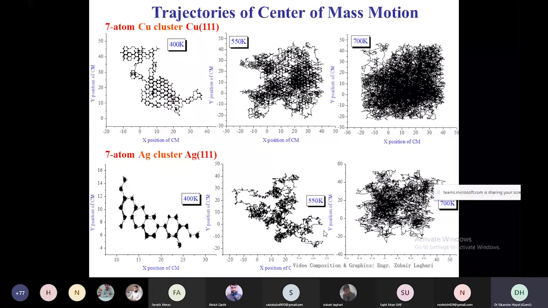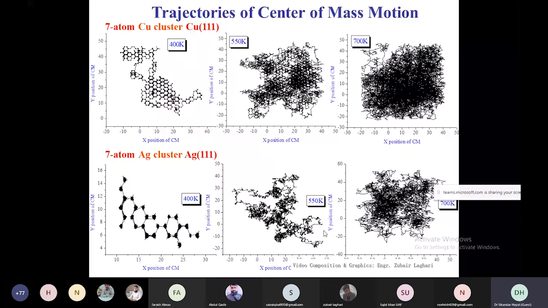These are the trajectories of the center of mass. This is the 7 copper atoms on the copper 11 surface, and the 7 silver atoms on the silver 11, and the next one is copper on silver. We can see that with the increase of the temperature, this is the trajectory of the island at 400, 550, and 700 Kelvin. You can see that with the increase of the temperature, the trajectory shows the major part as black because it moves enough. And we can make some comparison between the copper and the silver clusters.